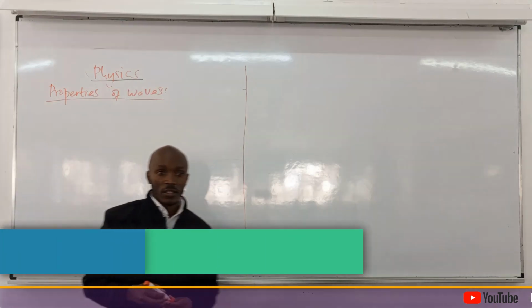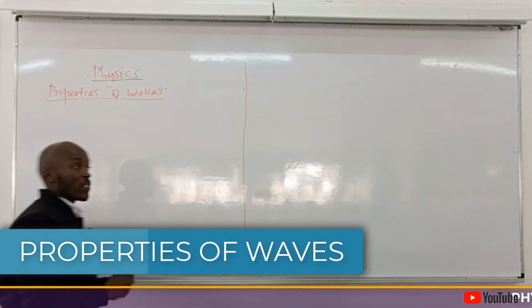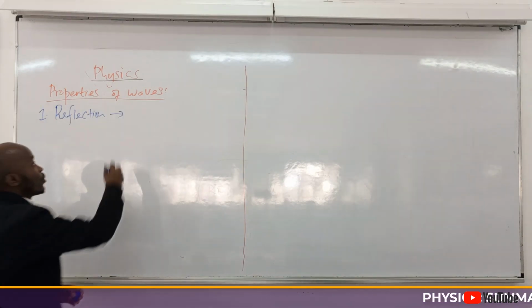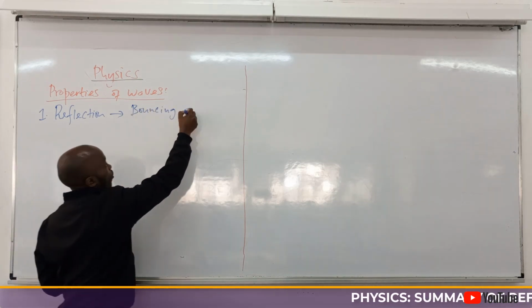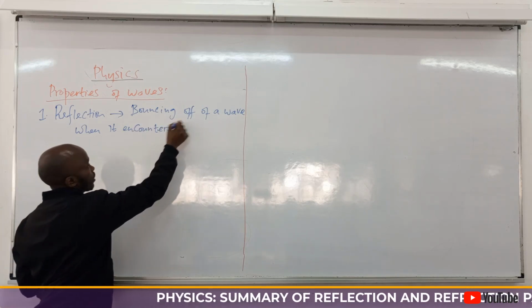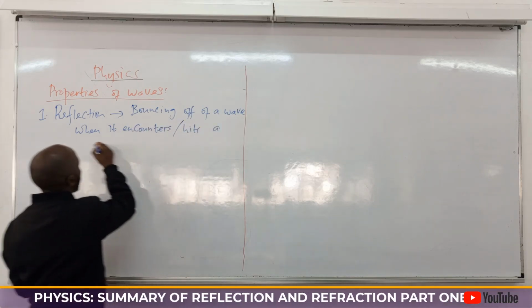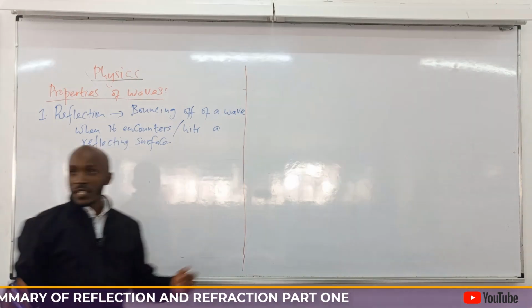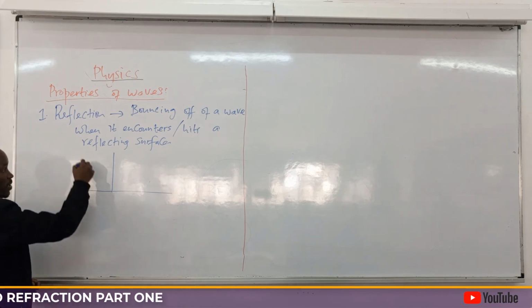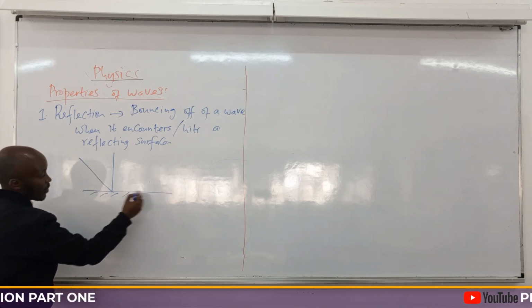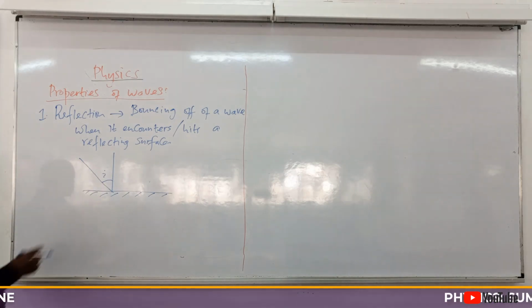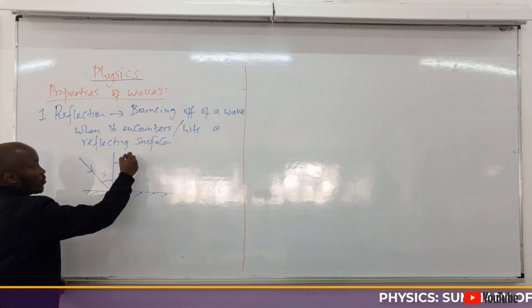Properties of waves. So the first one that we looked at was reflection. It is the bouncing off of a wave when it encounters, or hits, a reflecting surface. And basically what you observed in this one was the idea that if this is a wave and this is a reflecting surface like a mirror, and this is the angle of incidence, this being the normal.